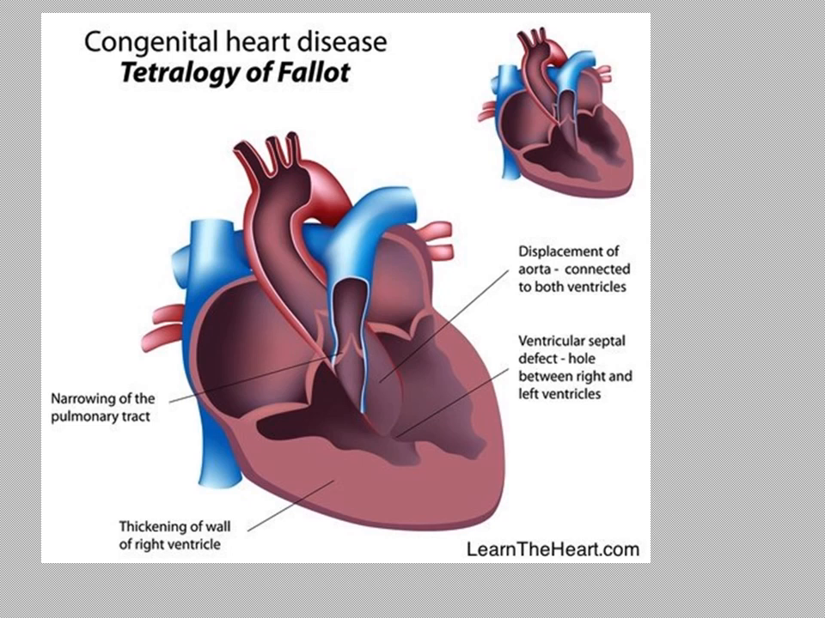So as mentioned before, this is a combination of 4 different types of defects: narrowing of the pulmonary tract, thickening of the wall of the right ventricle, ventricular septal defect, and displacement of the aorta, which is the overriding aorta.